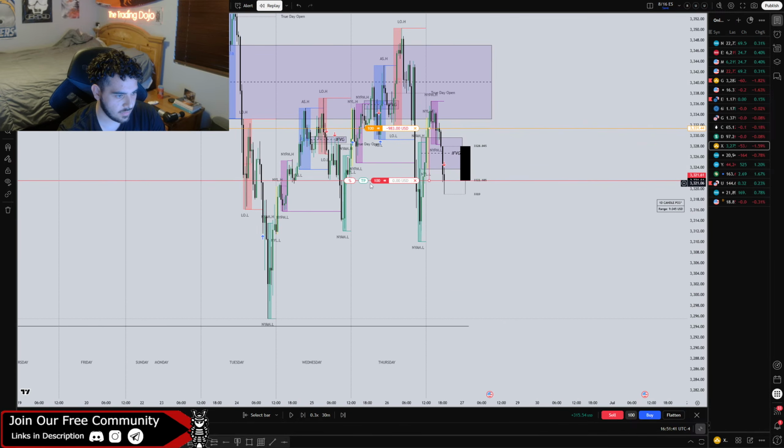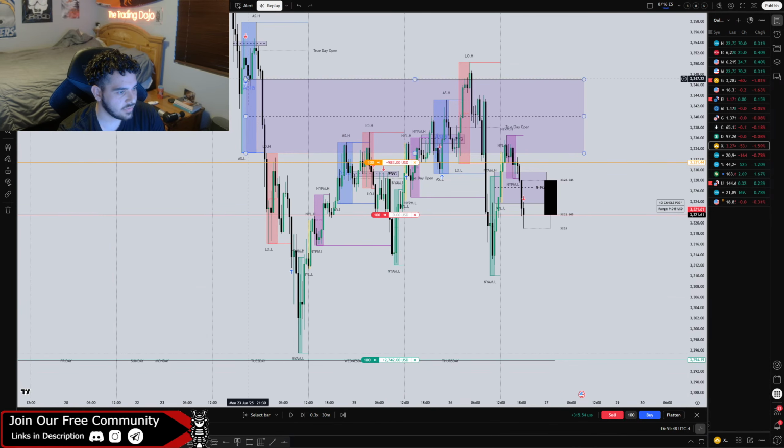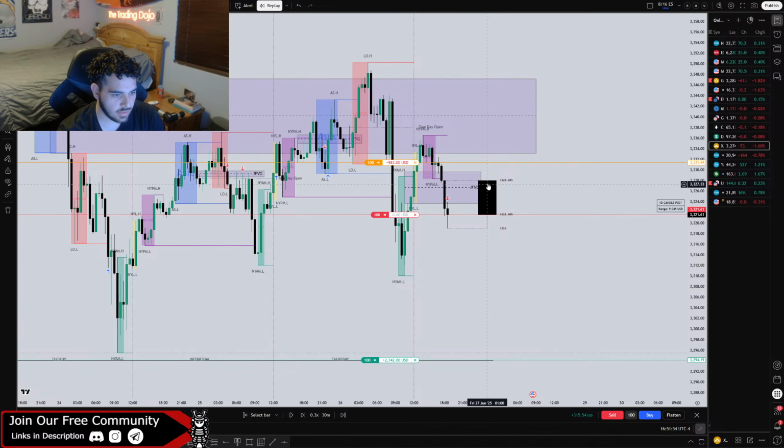Okay. See some of the sell side. Same idea, we're framing off of these, this 30-minute and hourly fair value gap right here. And then this is kind of the start of the day. Go slow. Okay. Still good.